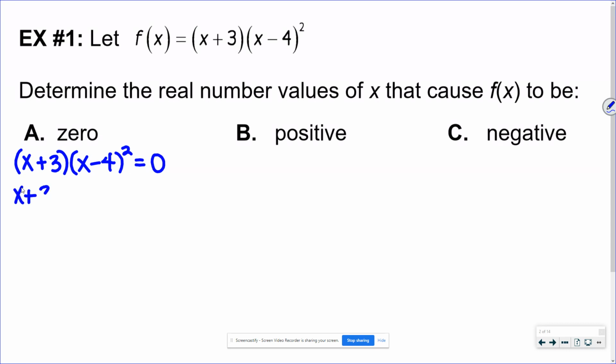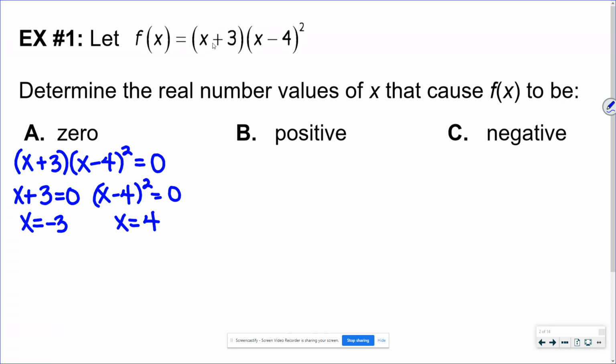So we're just going to take each of our factors and set each one equal to 0 and solve. For the first one, if I solve for x, I would get -3. And the second one, I would need to square root and then add. So I'm going to get positive 4 for my two answers.